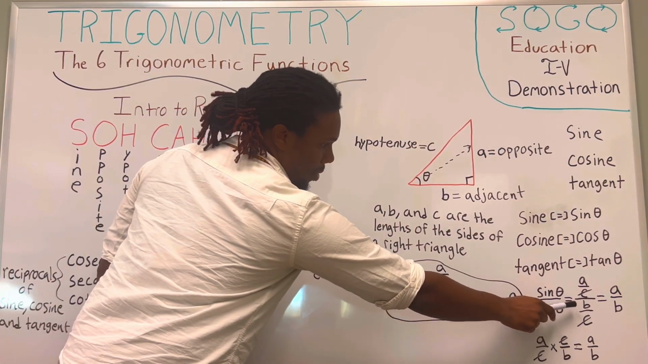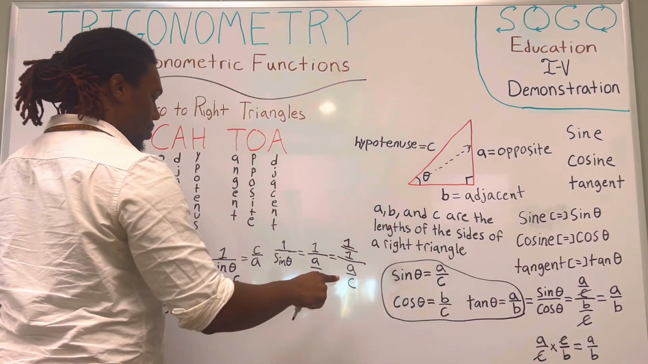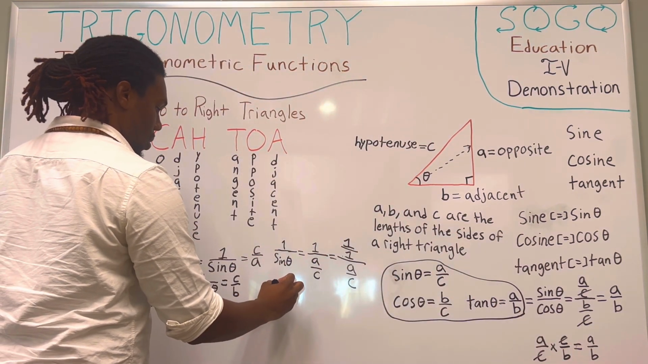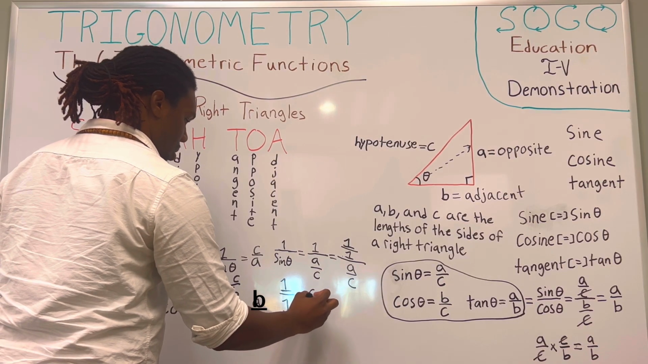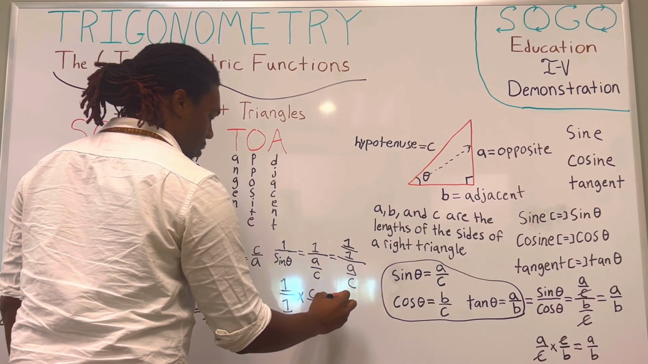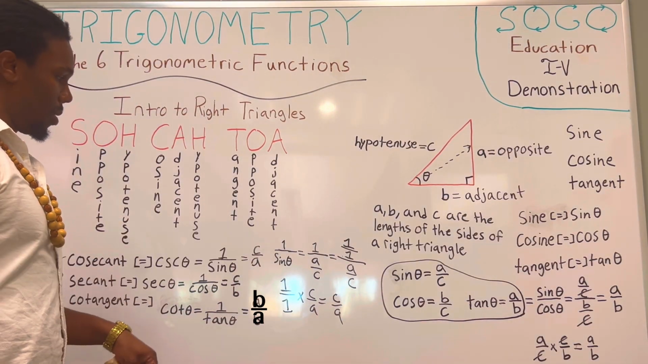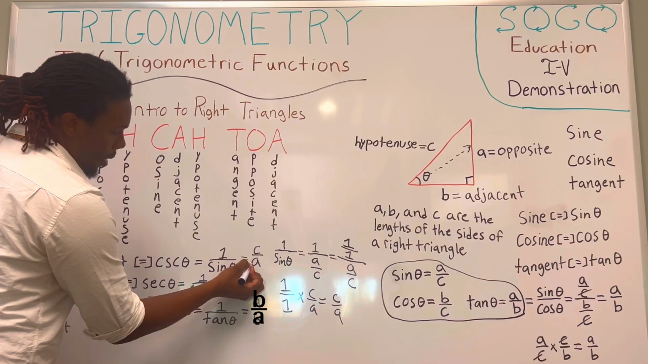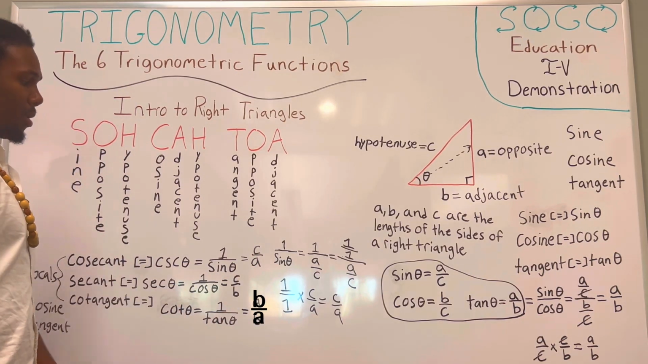Now, the same thing we did over here with these letters, we apply that same concept over here. So 1 divided by 1 times C divided by A. And of course, 1 times C is C and 1 times A is A. So you get C over A, and that's the reciprocal of sine theta, which is cosecant theta. And you can do the same for the rest.